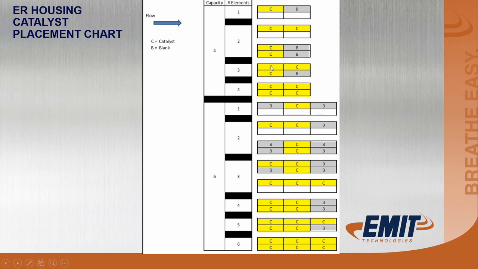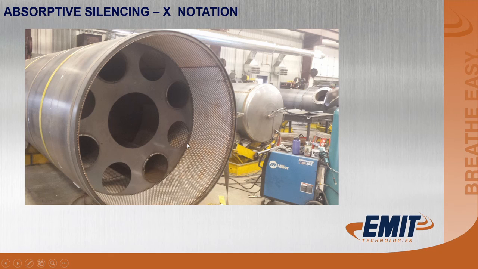If you're going to put in three, you'd put two on the top and one on the bottom and put your blank in place. Always have to have those blanks wherever you're not using a catalyst. In a 4 position, again, you'd run 4 catalyst elements and you wouldn't need any blanks. And so on and so on. And this chart will go through and show you that all the way through.